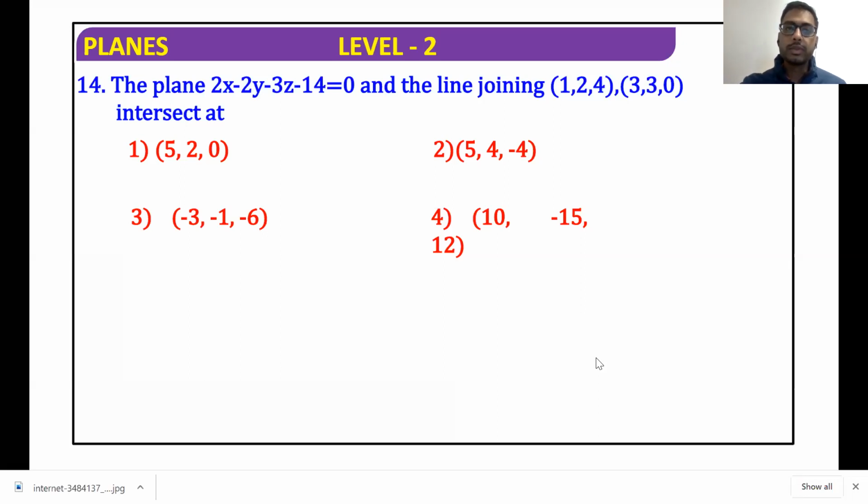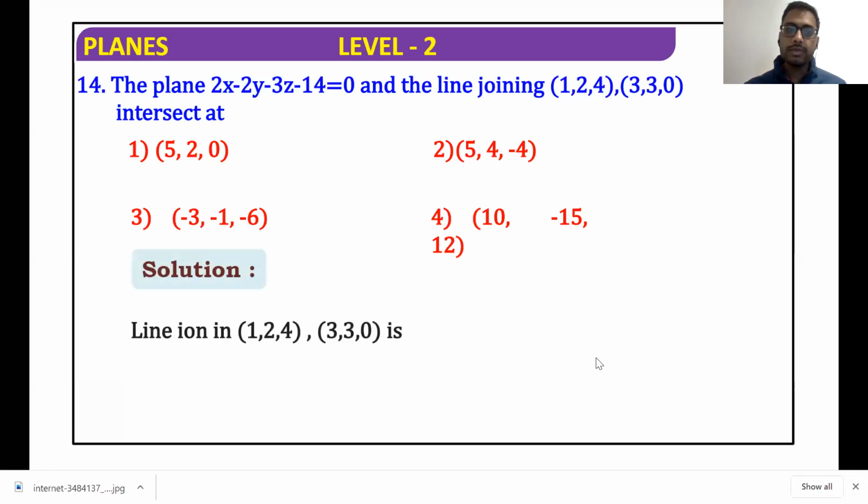Then I'm going to substitute my options in there. I'll substitute 520 to check if the point 520 satisfies the equation of the line. Then I'll substitute the same point 520 in the equation of the plane. Whichever point satisfies both the equations of line and of plane is my correct answer. The reason being, if plane and line are intersecting at a particular point, that point should satisfy both the equations. It should satisfy the equation of line and it should satisfy the equation of plane.